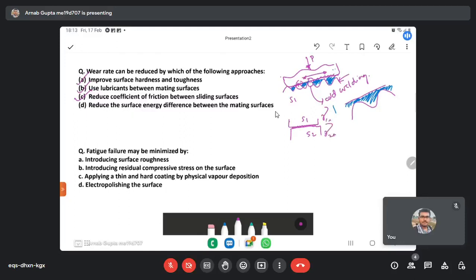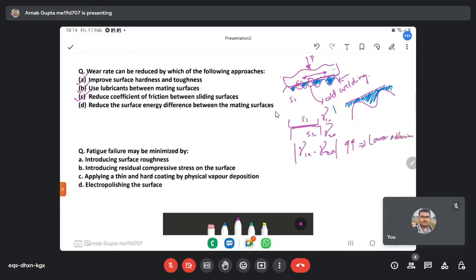I am assuming a dry sliding condition between these two surfaces. That's why I am considering air. So in that case, if the surface energy difference is higher, then the adhesion is not provoked in that case. So if this difference is high, then you have lower chances of adhesion.